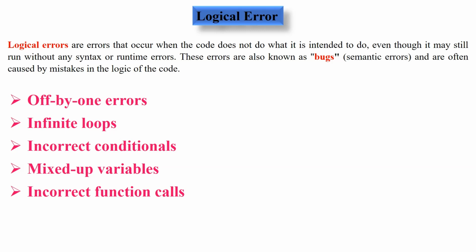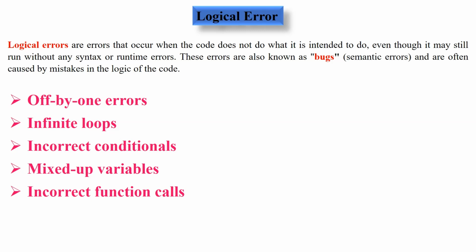Off by one errors. These occur when the code accesses elements of a data structure, such as a list or array, with an incorrect index or range. For example, if you have a list with 10 elements, but you try to access the 11th element, you will get an off by 1 error.